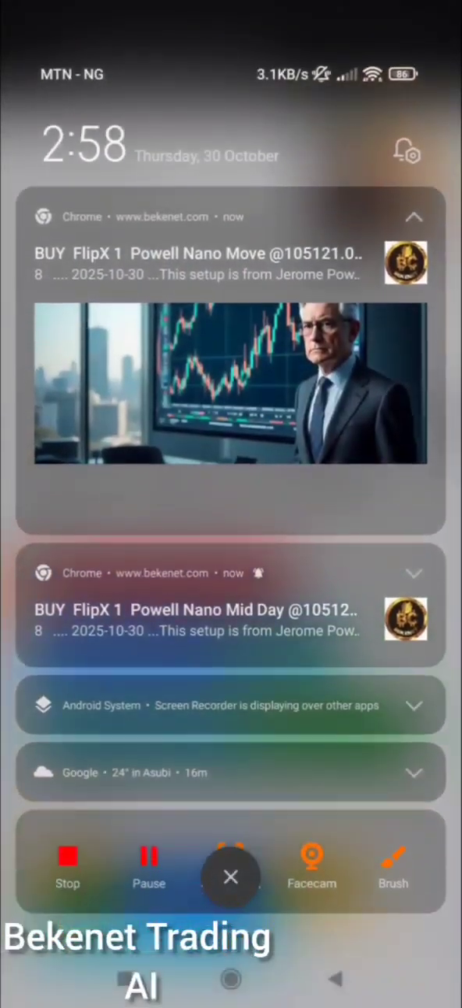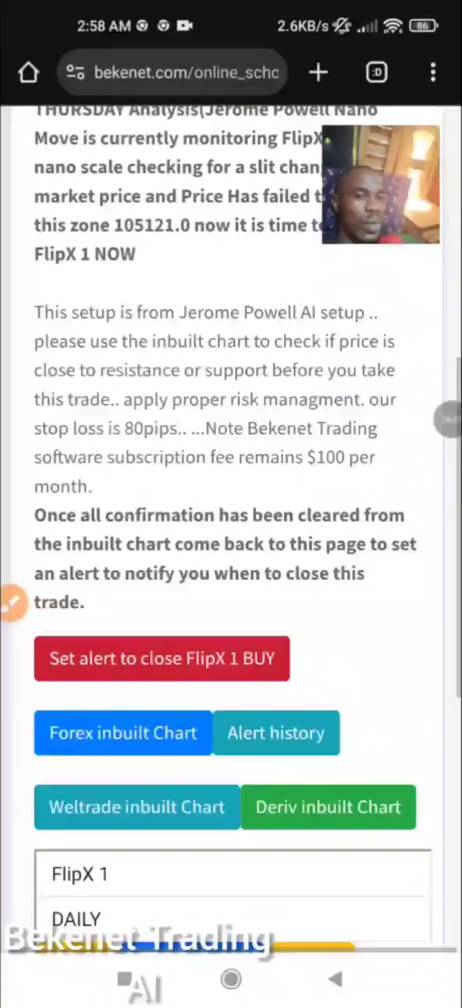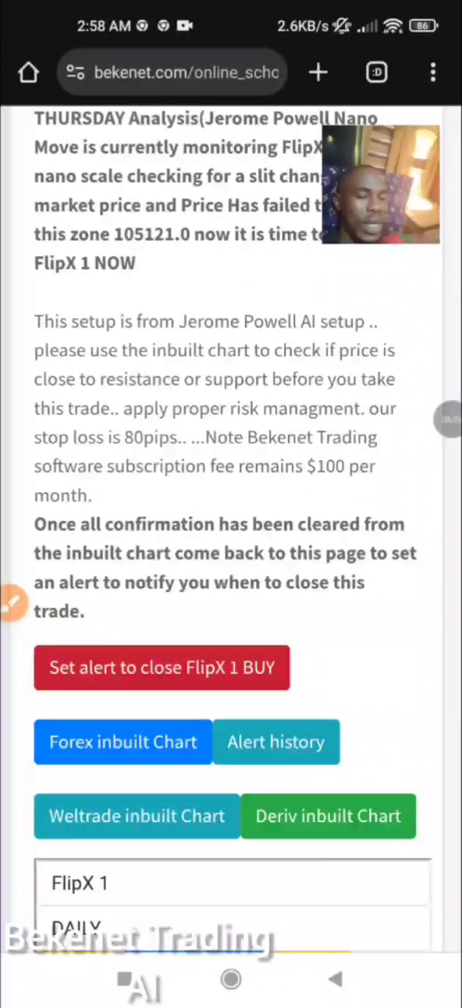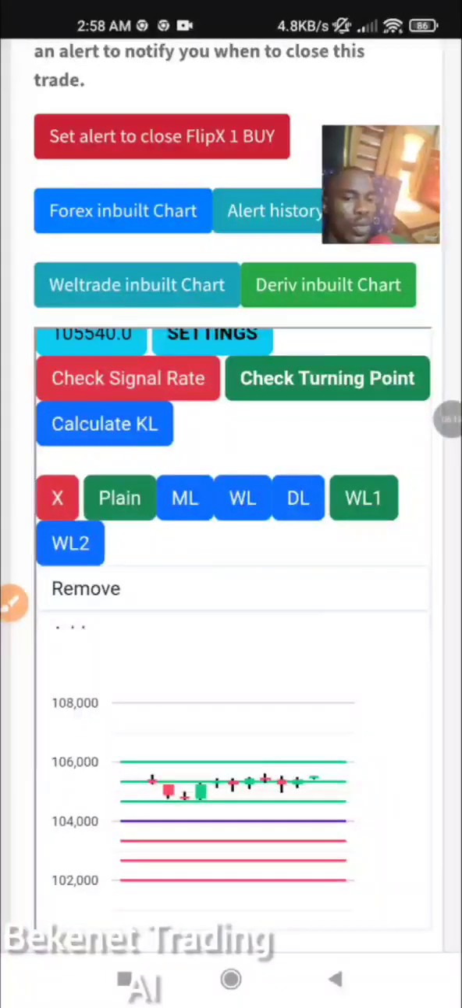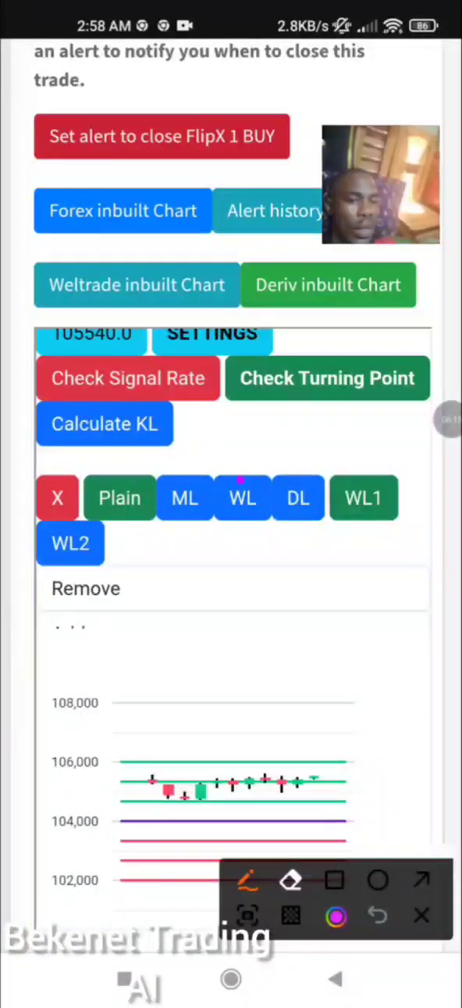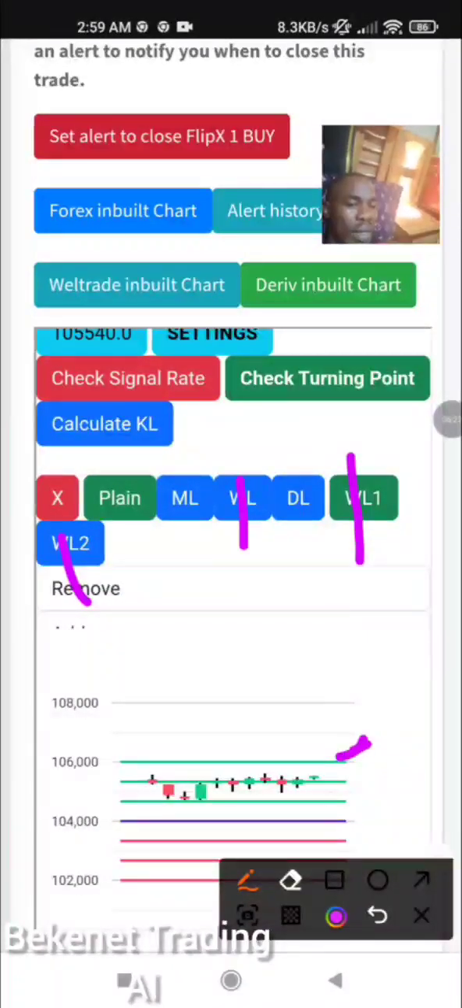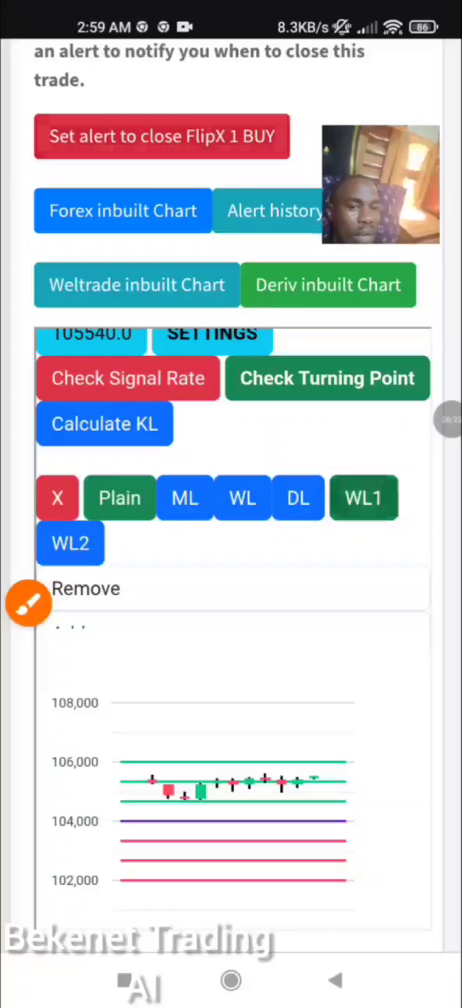Once your notification comes, just click it. It will take you to this page. You don't need any rocket science. The only analysis you're doing is just this small thing I just showed you. You check the weekly key level, this one, this one. Make sure if you're buying, price is not close to all these lines that you're seeing. As you can see, price is very, very far from the green line.